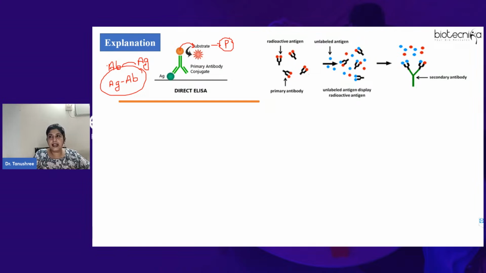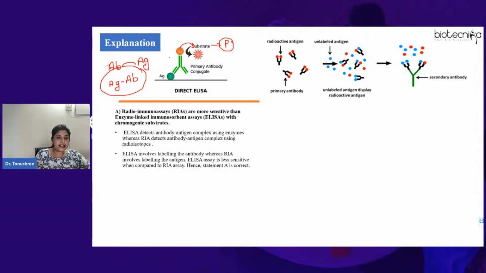Like in indirect, competitive and sandwich ELISA, the intensity of the color is directly proportional to the concentration of antigen. But in RIA, in radioimmunoassay, we use radioisotopes instead of enzymes. So the first statement is that radioimmunoassays are more sensitive than ELISA with chromogenic substrate. Chromogenic substrate means when the enzyme catalyzes the conversion of substrate into a colored product. So a colored product will form.